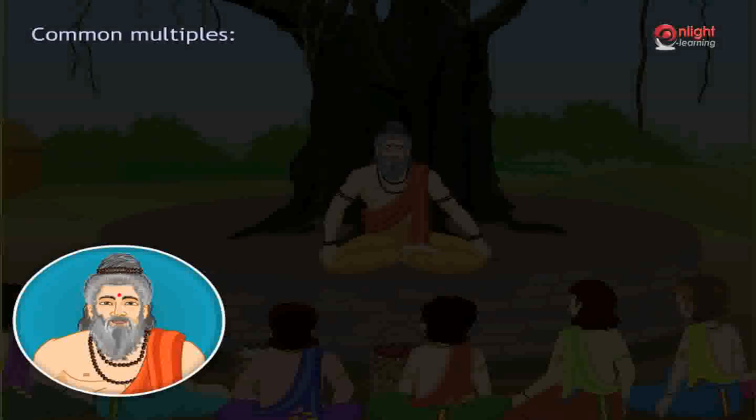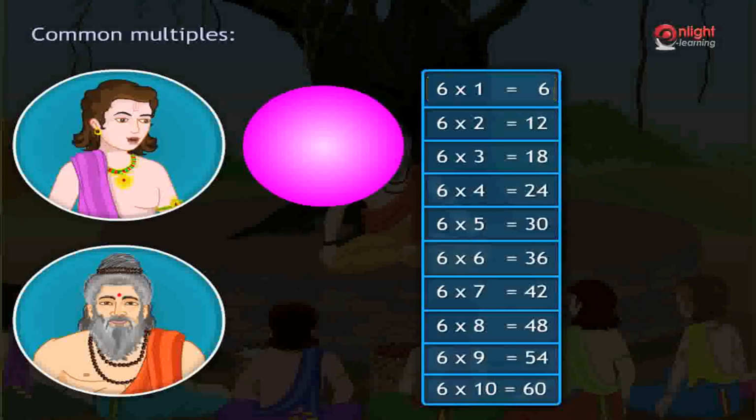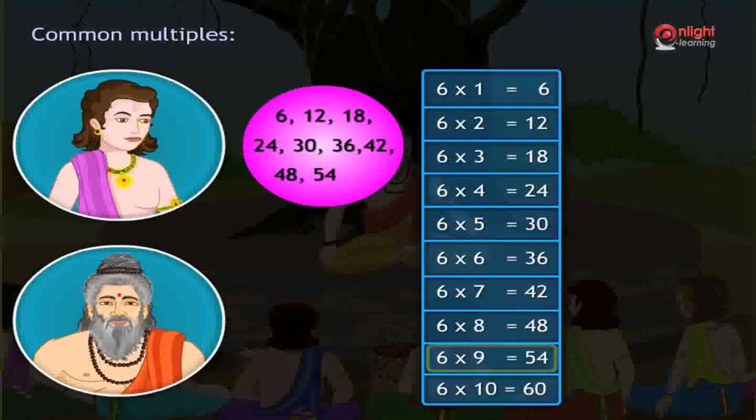Now one of you come and write the first 10 multiples of 6 and 8 in the circles. 6 multiplied with 1 is 6. 6 multiplied with 2 is 12. 6 multiplied with 3 is 18. 6 multiplied with 4 is 24. 6 multiplied with 5 is 30. 6 multiplied with 6 is 36. 6 multiplied with 7 is 42. 6 multiplied with 8 is 48. 6 multiplied with 9 is 54. And 6 multiplied with 10 is 60.